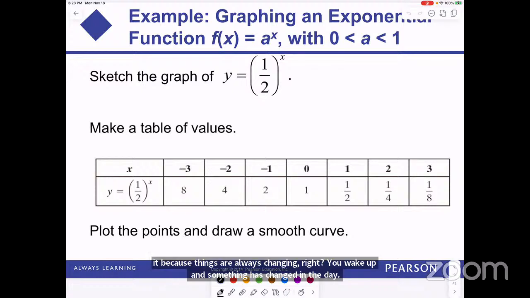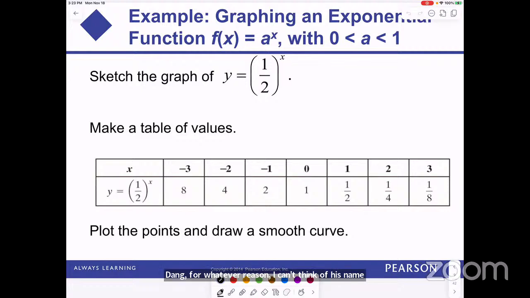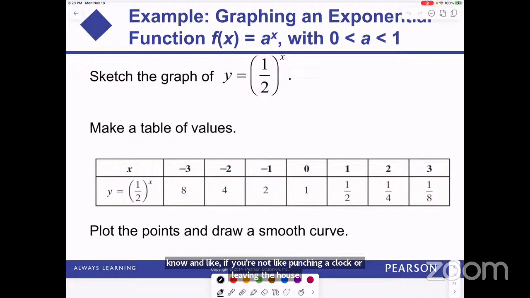And then I started thinking about the movie Groundhog Day. Like in that movie, I can't even... not Rick Moranis. Who was his name? Dang, for whatever reason, I can't think of his name. But in the movie Groundhog Day, the protagonist wakes up and he's reliving the same day over and over and over. And if you're not punching a clock or leaving the house, it kind of feels like that, with minor changes. It really feels like Groundhog Day.